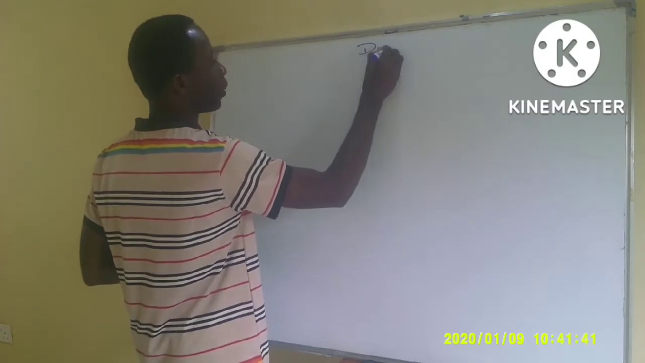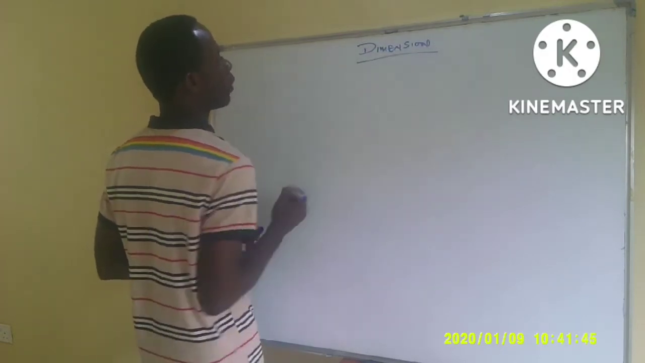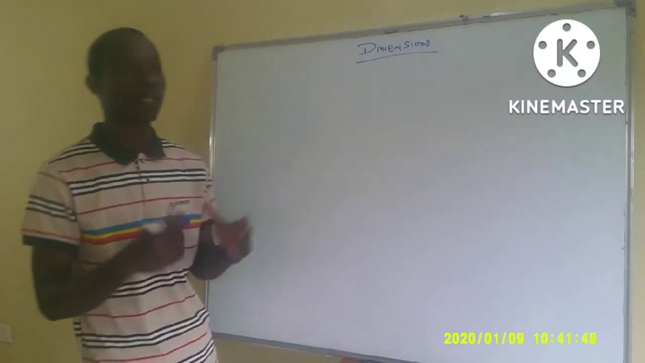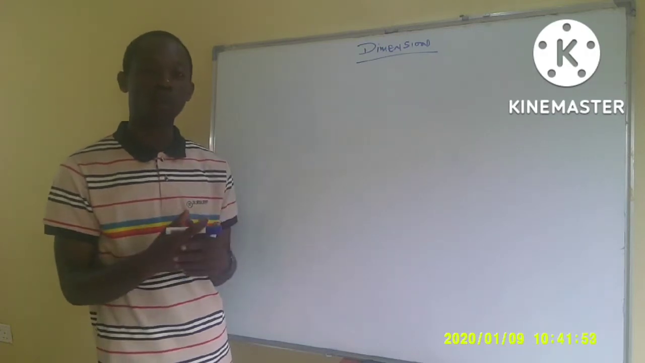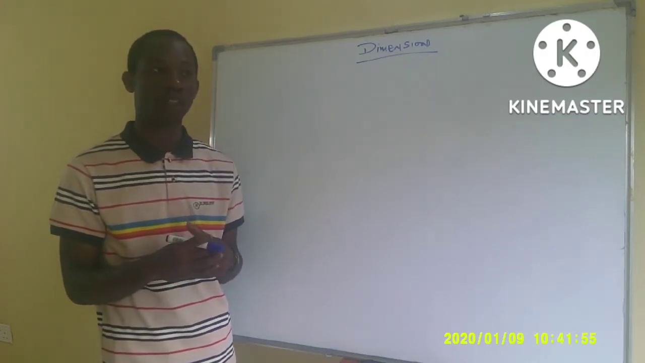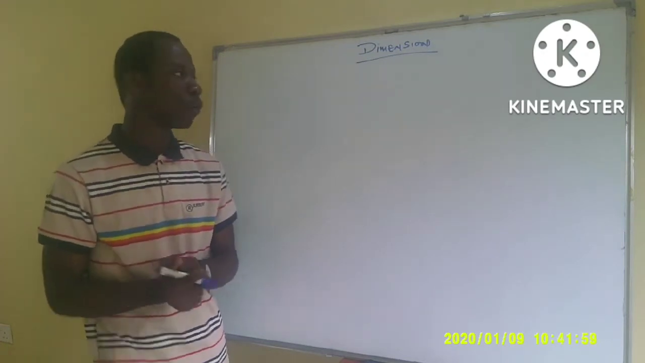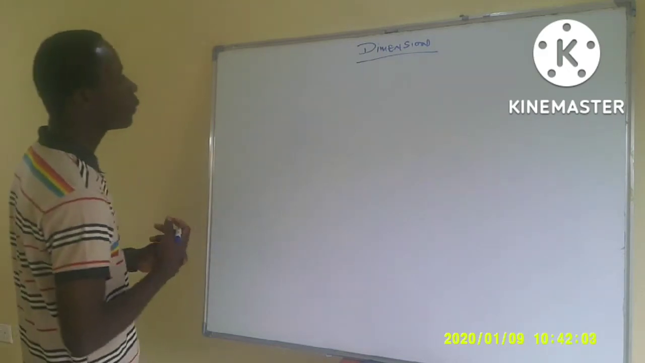Dimensions. Yes, dimension. So our topic for today is dimension. Dimension is a special aspect of physics that has to do with the physical quantities, or the physical nature of those quantities. So it's a special aspect of physics that has to do with physical natures.